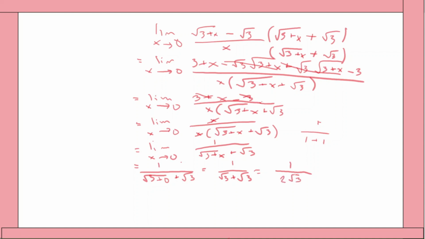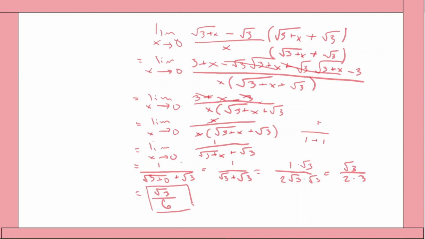We're not done either, technically, because we don't usually like leaving roots in the denominator. We want to multiply it by root 3 to put it back up top. So we'll get root 3 up top, obviously. Now, root 3 times root 3 we know is just 3. The roots cancel. And 2 times 3 equals 6. So the whole answer to this limit is root 3 over 6.